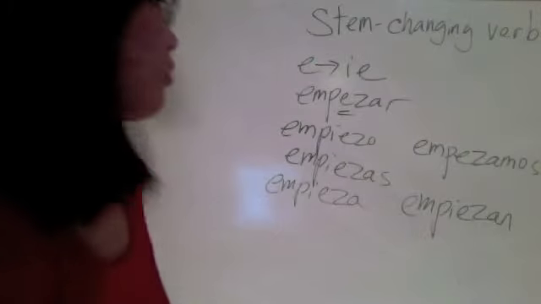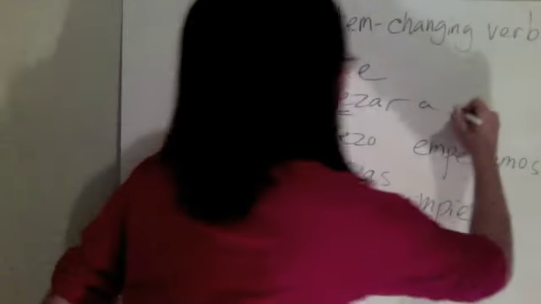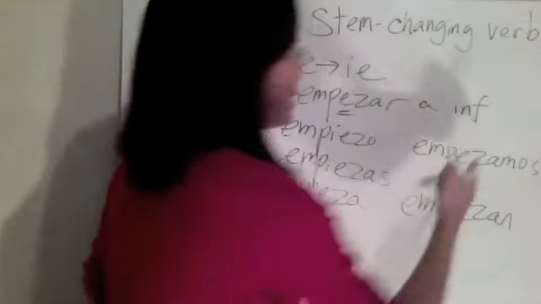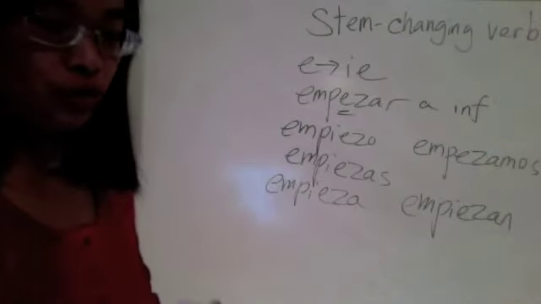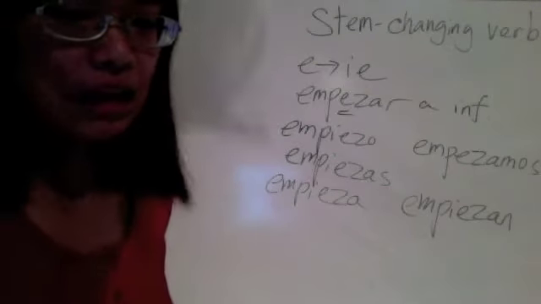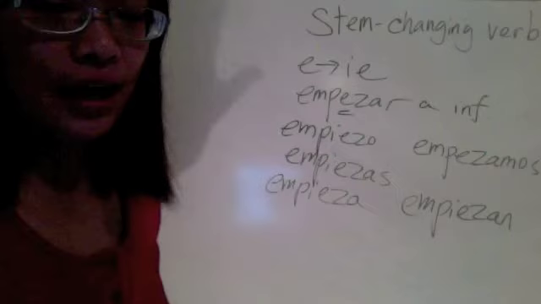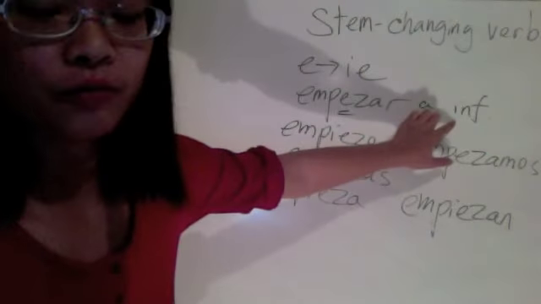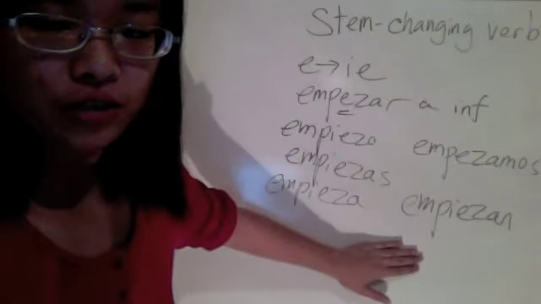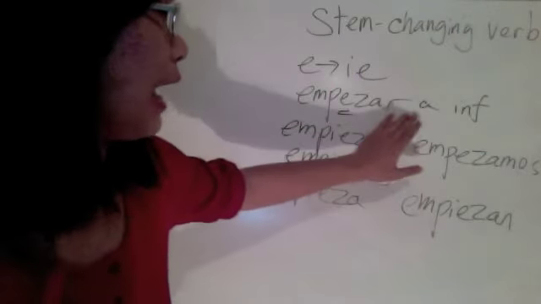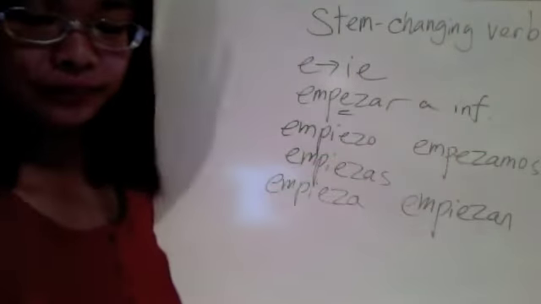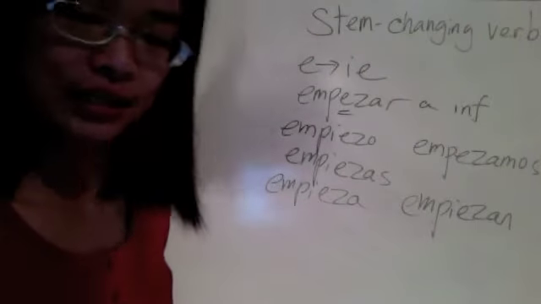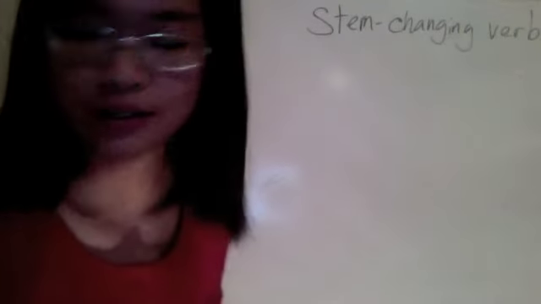I want to mention that when you use empezar in, for example, to start doing something, then you need the a there. You need empezar plus a plus infinitive. So for example, if I say they start to study, they is empiezan plus a plus infinitive. So ellos empiezan a estudiar. Estudiar stays as infinitive.